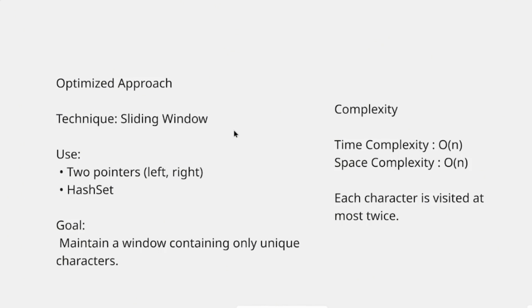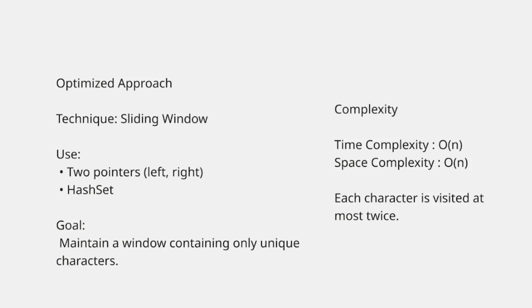So it is very simple. We maintain a window that always contains unique characters. Here we use two pointers, left and right. The right pointer moves forward to expand the window, and the left pointer moves forward to shrink the window. We also use a HashSet to store the characters.